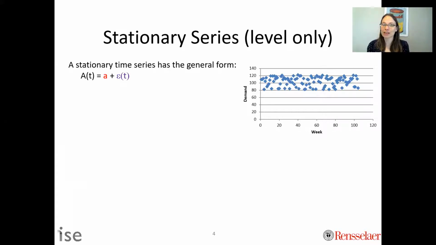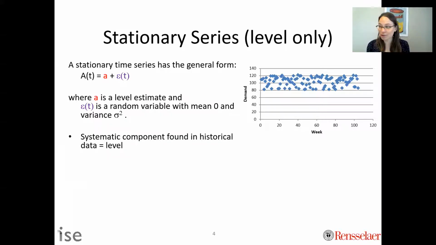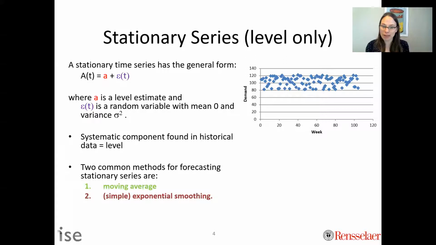So in general, a stationary time series has a general form, okay? What we have here is a form that has one systematic component, the level, and then an error term. And on expectation, we want our error to be 0. Over time, it'll vary up and down, right? So on average, we would be at that level, but there would be variation or noise associated with that. Again, the only systematic component found in a stationary series is the level. And in this class, we'll study two methods. You've likely seen these before. Moving average and simple exponential smoothing are both appropriate methods if you have a stationary series.